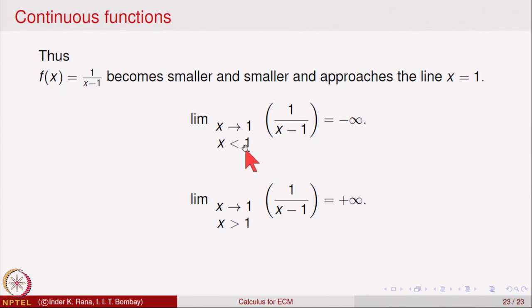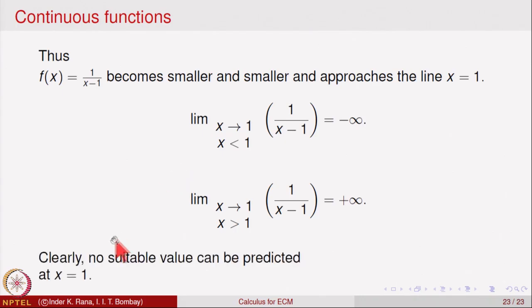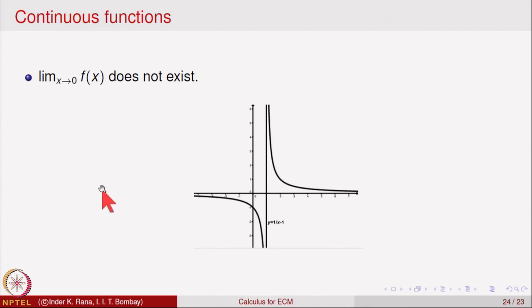So, as x approaches 1, coming from the right side of the line x equal to 1, the value becomes plus infinity, it keeps on increasing, and on the left side it keeps on decreasing. So, we cannot predict a suitable value for the function. No suitable value can be predicted, and this is how the graph of the function looks. Sorry, this is x equal to 1, not x equal to 0. So, that is the line x equal to 1. As I approach this line from the right, the value keeps on increasing, and from the left, its value keeps on decreasing. So, the limit does not exist.